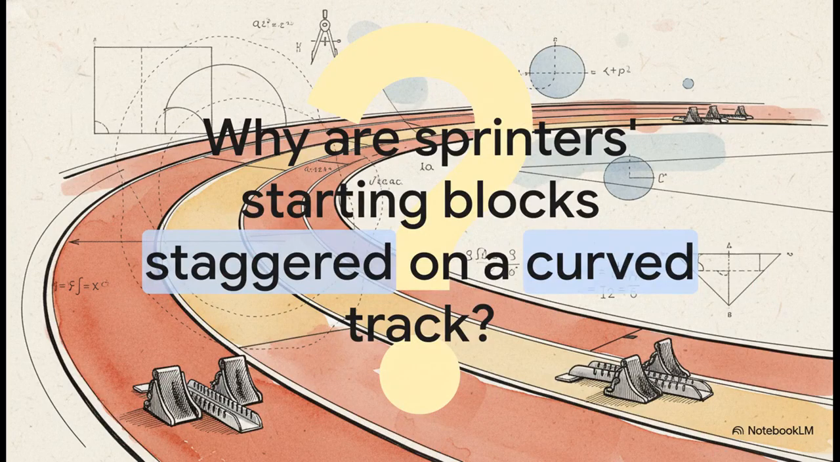So let's kick things off with a riddle you've definitely seen, but maybe never really thought about. Why in the world are sprinters' starting blocks staggered on a curved track? I mean, it looks totally unfair, right? But it's actually the complete opposite. And by the end of this explainer, you'll know the precise mathematical reason why.